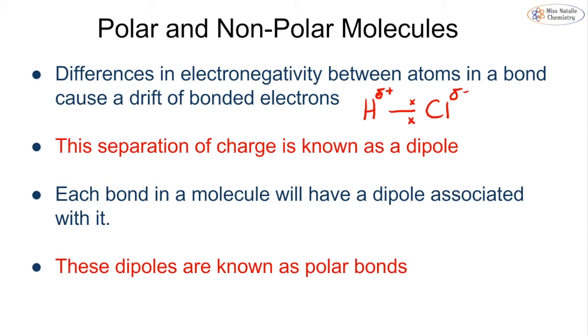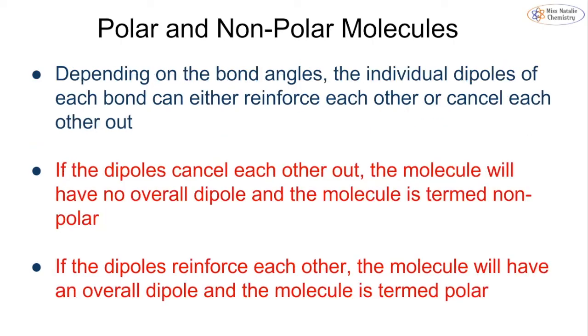And we call this separation a dipole. So this polar bond is known as a dipole. And every single bond in a molecule will have some sort of dipole associated with it. And as I said, we call these polar bonds.